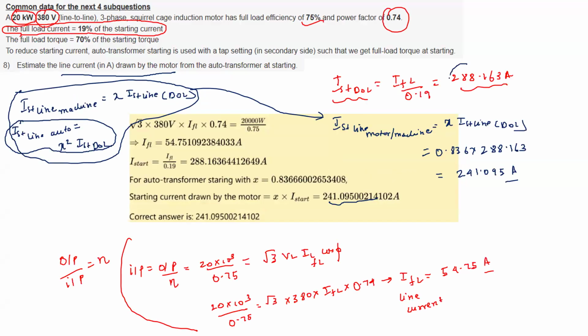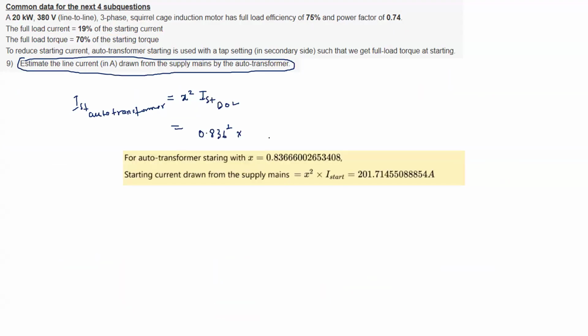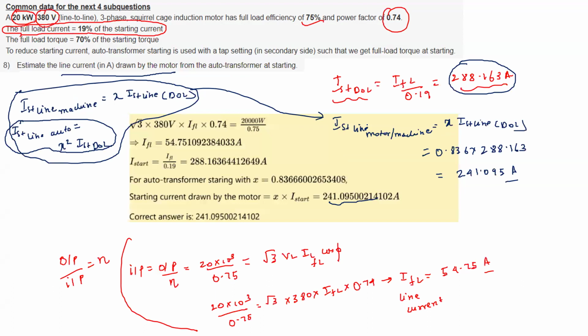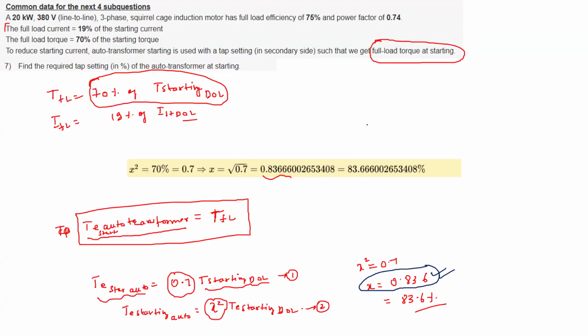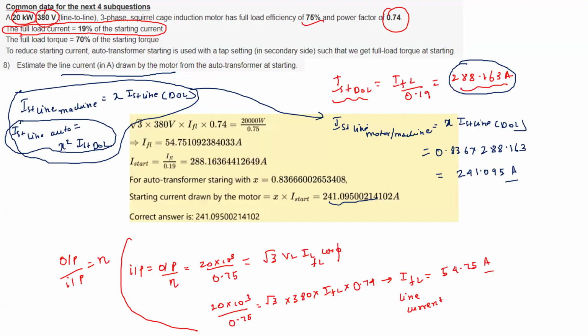In the last question I starting DOL was 288.163. So this is 288.163, and this will give you 201.74 amperes. Okay, so this is the starting current which is drawn by the auto transformer from the actual supply, which is x square times the starting current of DOL. And the x value we obtained from the seventh question here, and the I starting DOL we obtained in this calculation.